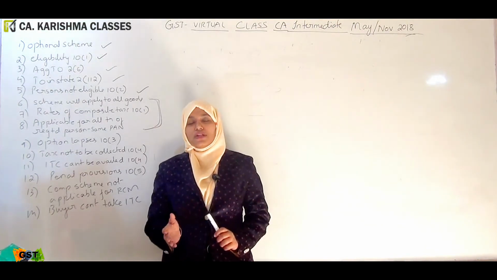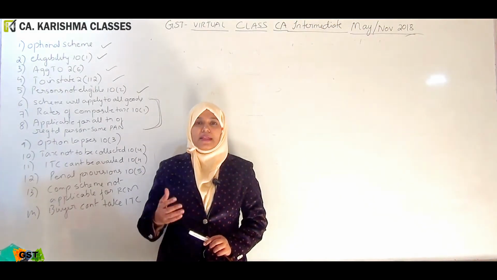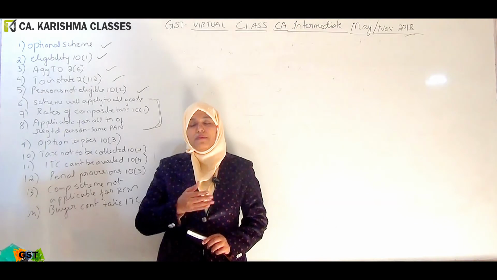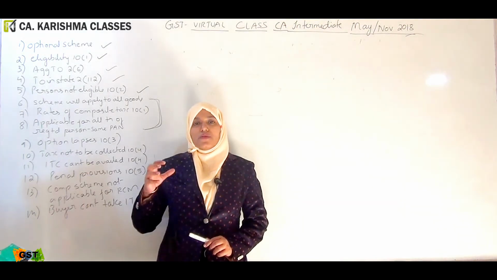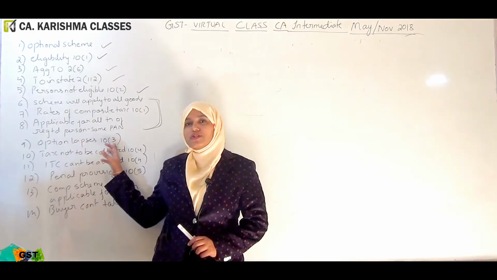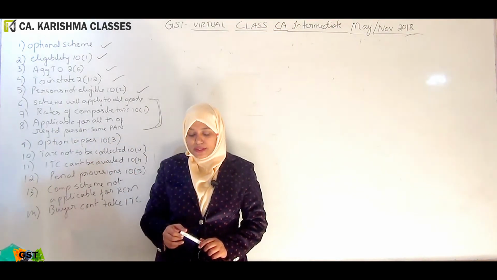See, last year your turnover was less than 75, so you opted for the composition scheme at the beginning of the financial year. But during the year, the turnover had crossed 75 lakhs. So whenever your turnover is crossing 75 lakhs, the option will lapse.